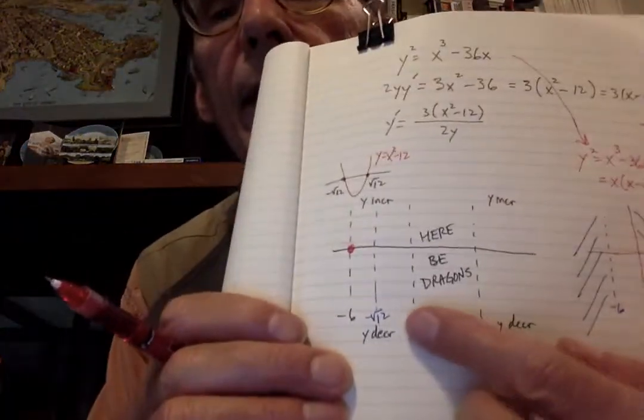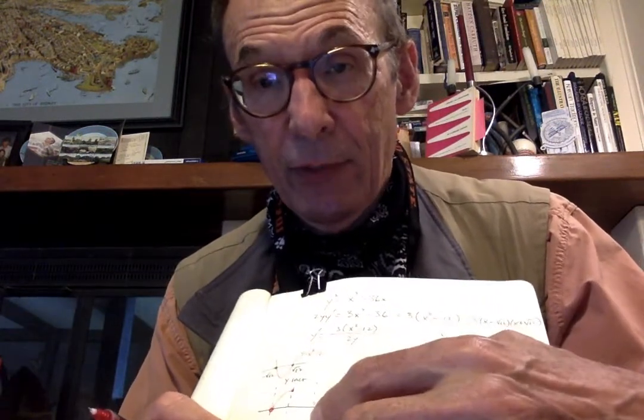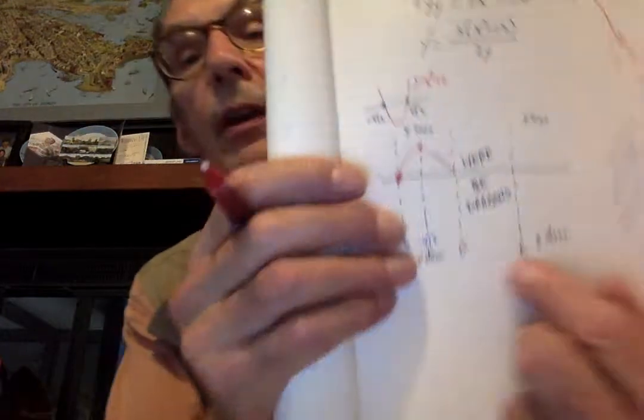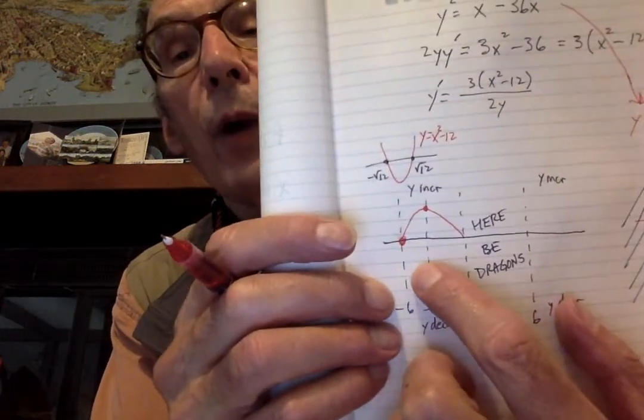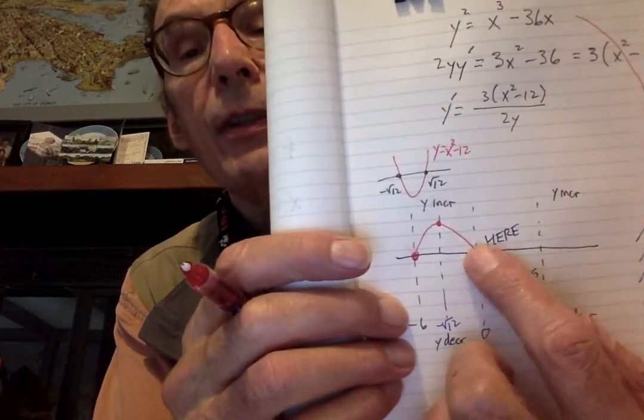So I've added in this dotted thing as a guide. And at minus square root of 12, the upper branch, where y is positive, is going to change from increasing to decreasing. Change from increasing to decreasing, that's a maximum. And so we're seeing a maximum there. And then the opposite thing happens with y below. y is decreasing, then y prime changes sign, so y becomes increasing.